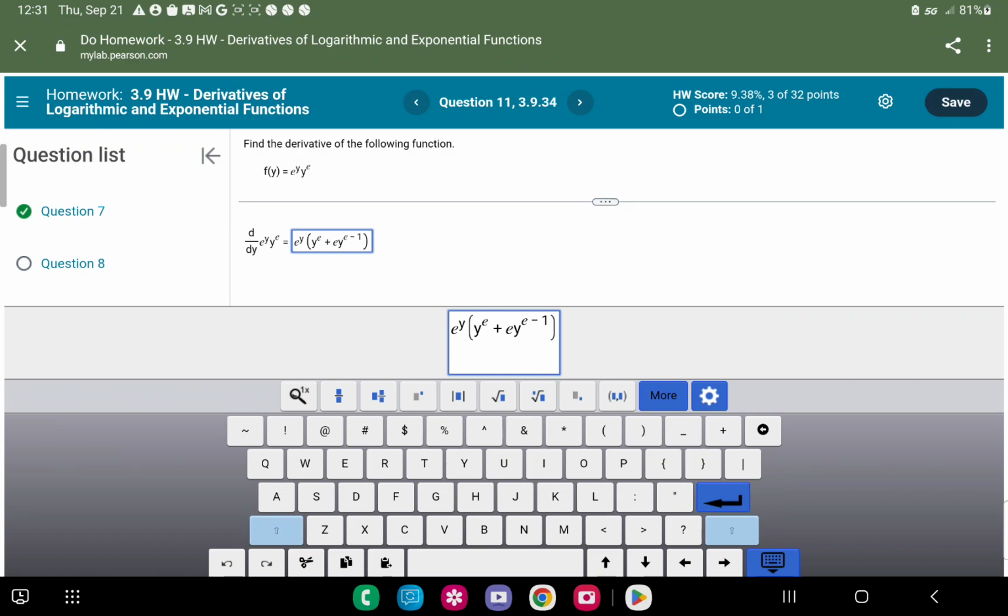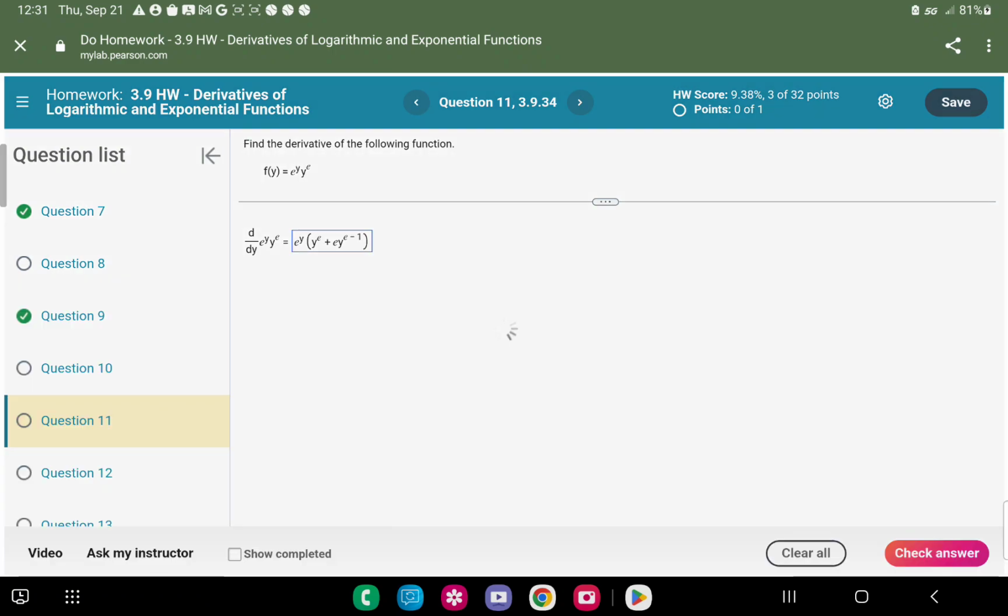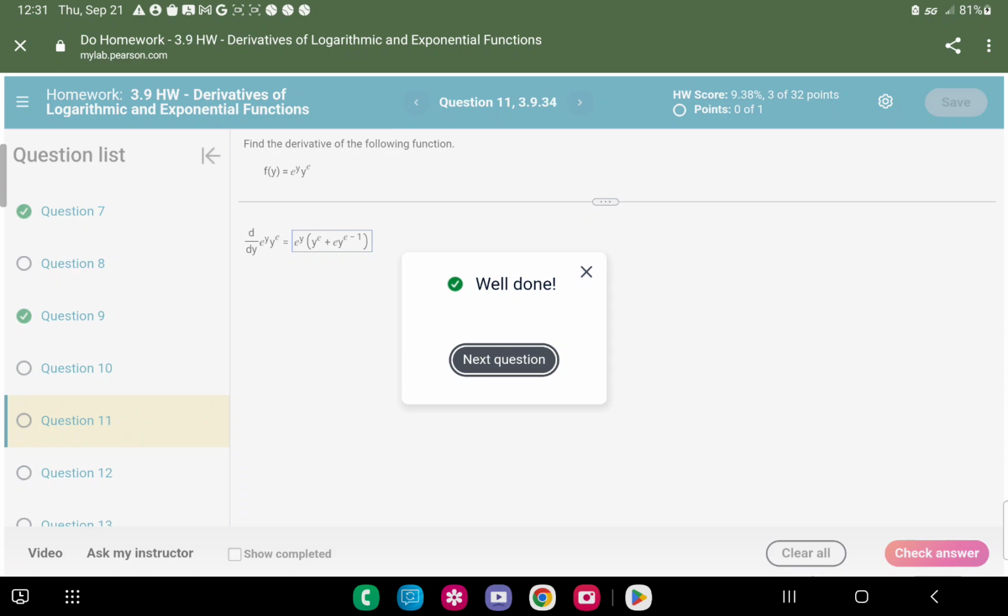Hopefully I did that right. Actually, I'm only about 80% confident. I typed in the same thing that I had on my screen, so I'm crossing my fingers here when I hit that, and apparently I did it right.